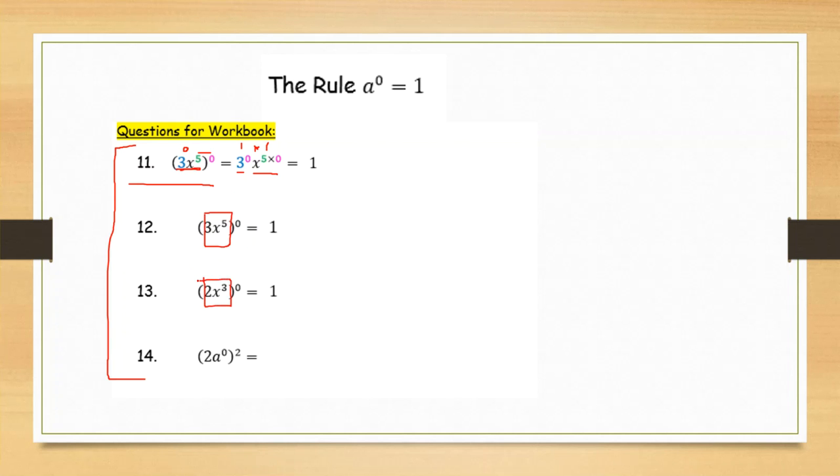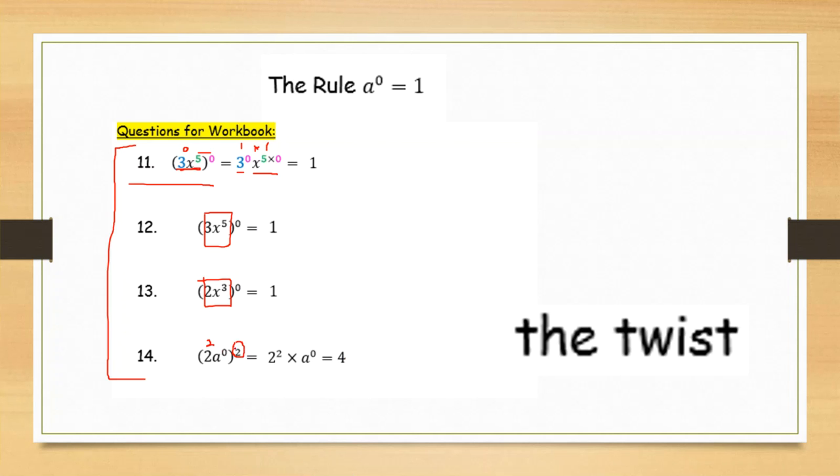This one is also 1. Just be careful with this one. This is the one where it has 2 on the outside. So it means we've got 2 squared, a to the power of 0, which is 1. So we get 2 squared times a to the 0. This part here is 1. 2 squared is 4, so we get 4 as our answer, 4 times 1. Always be on the lookout for the twist in maths.